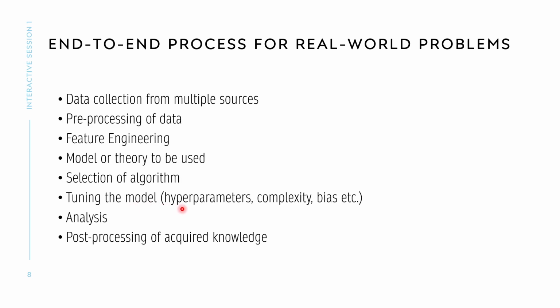Tuning involves tuning the hyperparameters. By hyperparameters, I think we'll come across this in the later weeks. For tuning the model, we need to look at its complexity and the bias that it is generating. Finally, we analyze our results, and there is some post-processing of the acquired knowledge. So where does the actual machine learning flow come in? It comes in from the pre-processing to the analysis part. This is where machine learning engineers work, from pre-processing the data to analysis of the results of the model.